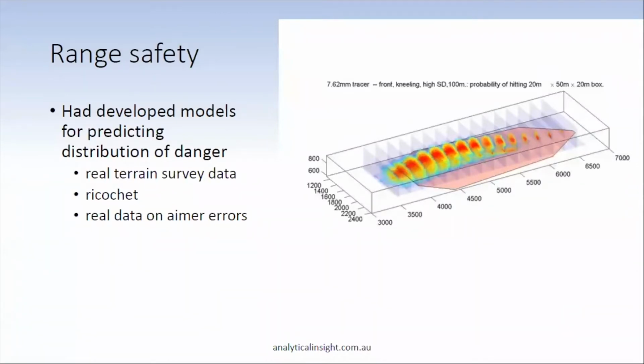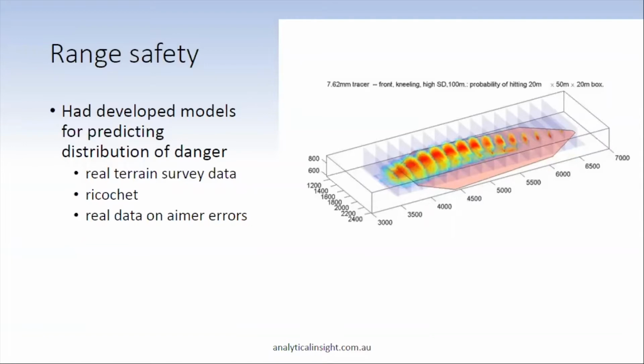Here, over a period of a couple of years, I had developed models for realistic ranges where we could use surveys at about a meter scale of the terrain and firing ranges. We had data on ricochet, and we also had real data on aimer errors. You'd think that aimer error was the thing that causes most danger, but in fact it's not. It's the ricochets that cause the problem. And we were able to produce pictures like this.